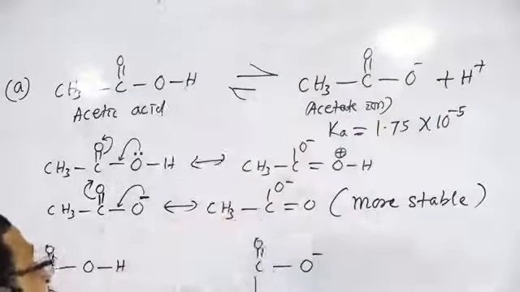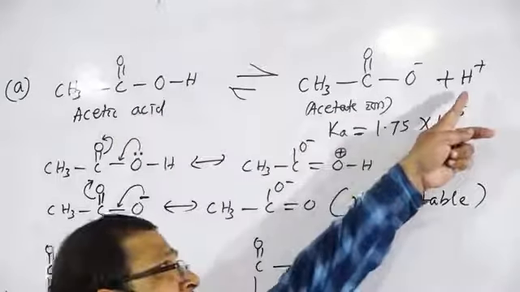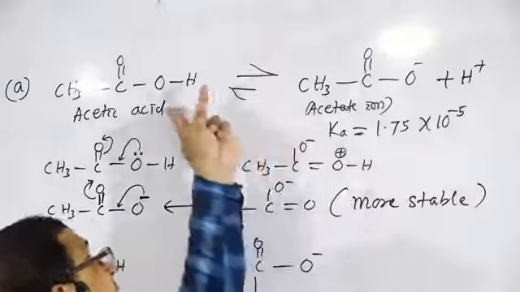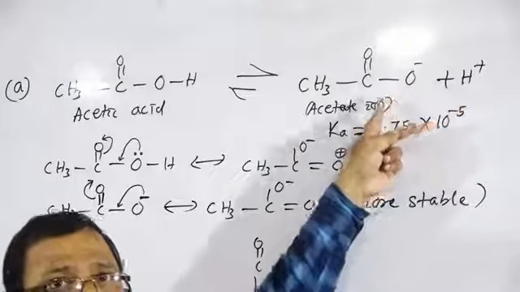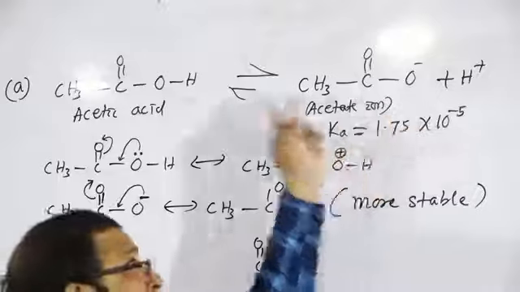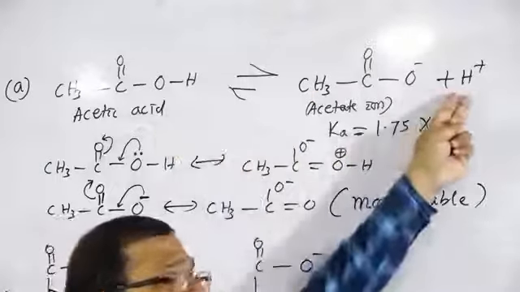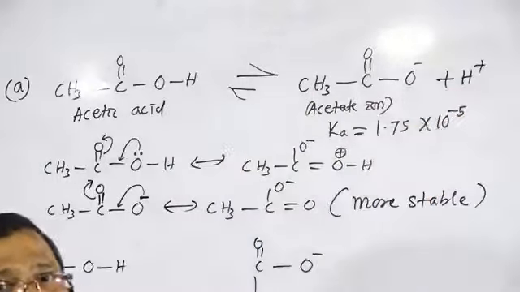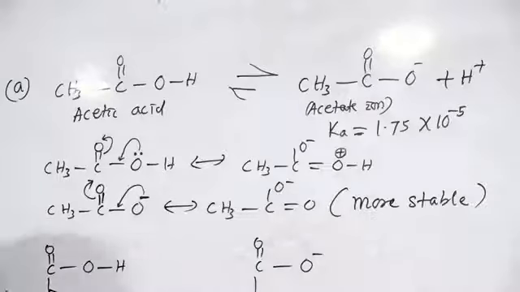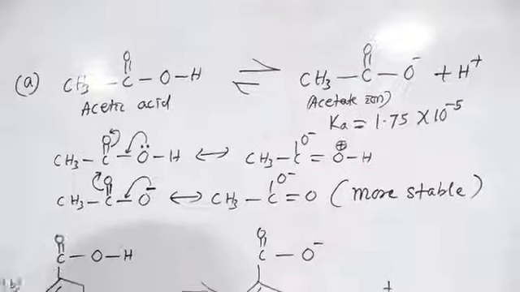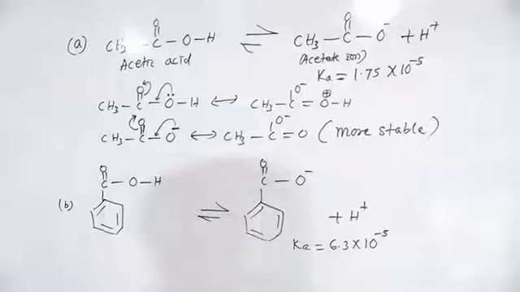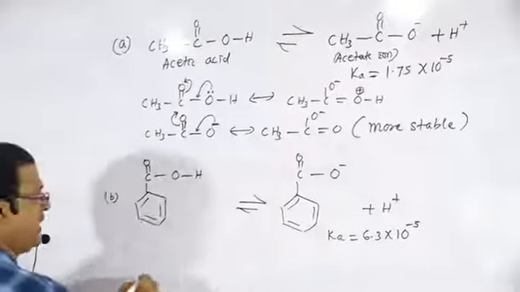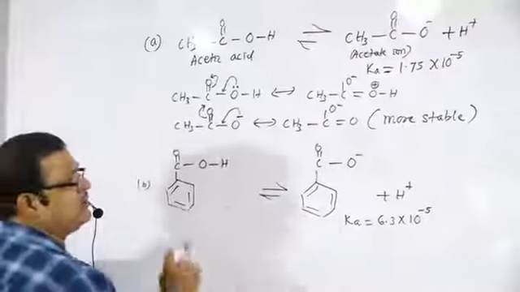Therefore, acetic acid always loses that H plus and is converted into acetate ion. And since it has the ability to lose the H plus ion, it is acidic. In the same manner, we can explain the acidic behavior of benzoic acid. This is your benzoic acid, this is your benzoate ion. Again, we have to draw the resonating structures for benzoic acid and benzoate ion and explain which among them is more stable.